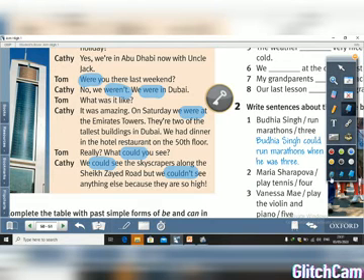The partner of were is was. So the past simple of the verb to be is was and were. And the past simple of can is could. Okay.